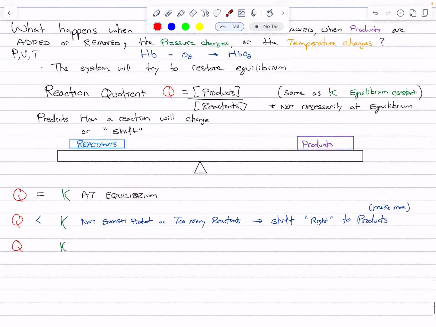And then conversely, if Q is bigger than K, that means the numerator is too big, too many products or not enough reactants.